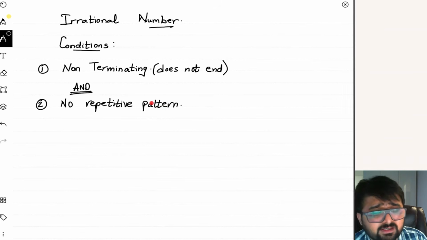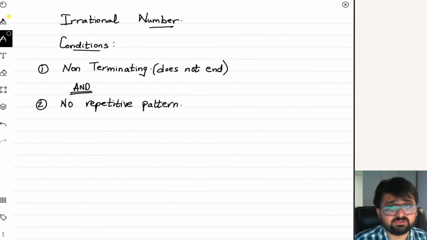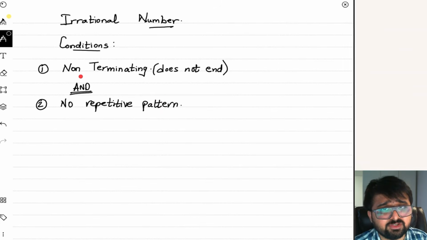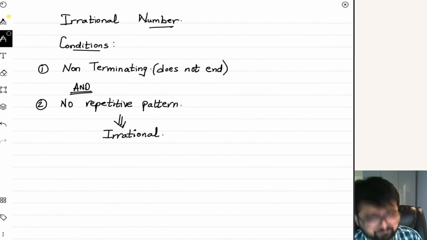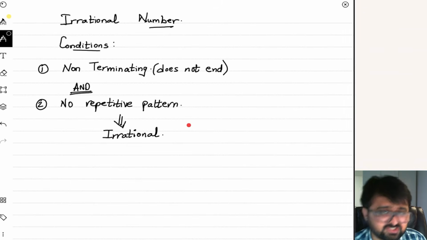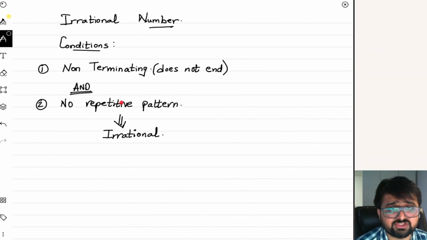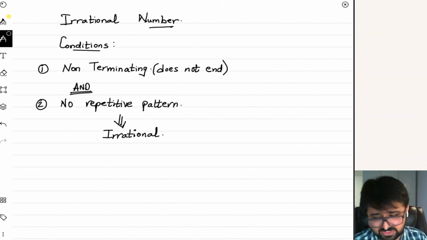Okay, we'll look at these conditions with an example, but whenever a number meets these two conditions, condition 1 and condition 2, then such a number is irrational, or if not, it's a rational number. But if these two conditions are satisfied, then that number is an irrational number. Okay, let's look at an example.